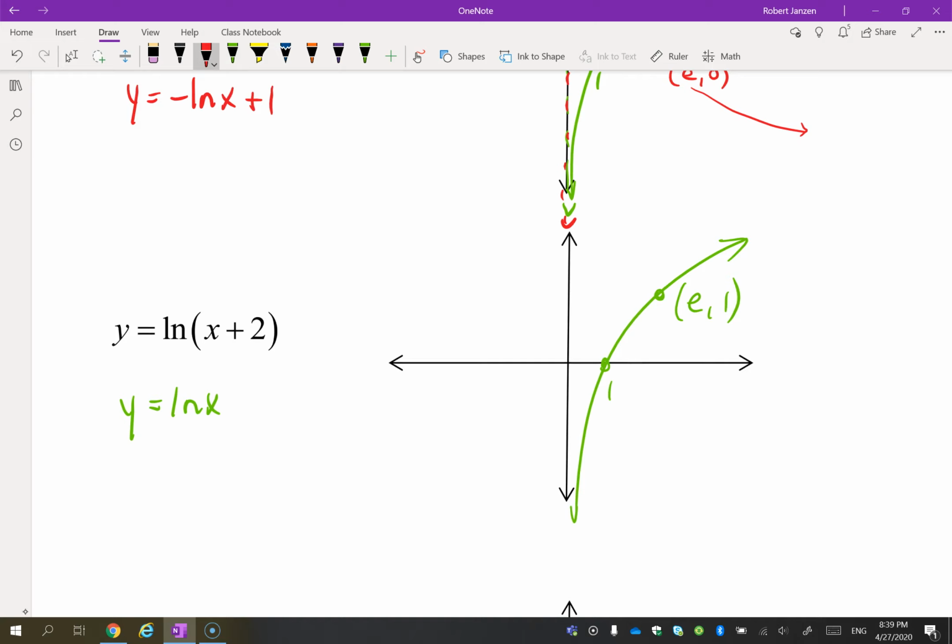And this one's an easy one. All we're going to do is go left 2. So first the asymptote, then the x-intercept, and now this is a little weird. Where does e go if I want to move it left 2? Well, it's going to turn out to be e take away 2, which is still positive. Okay, comma 1.